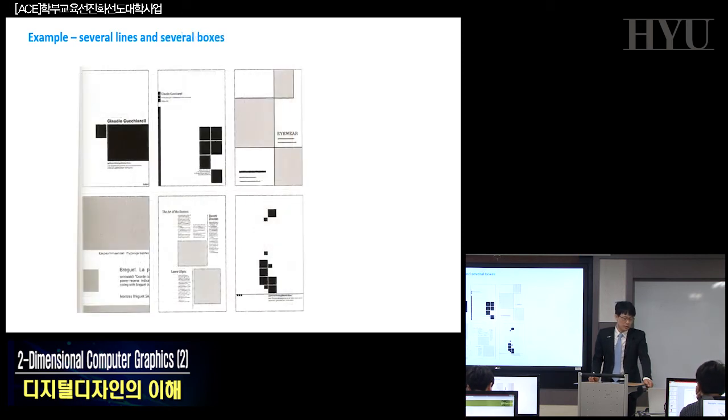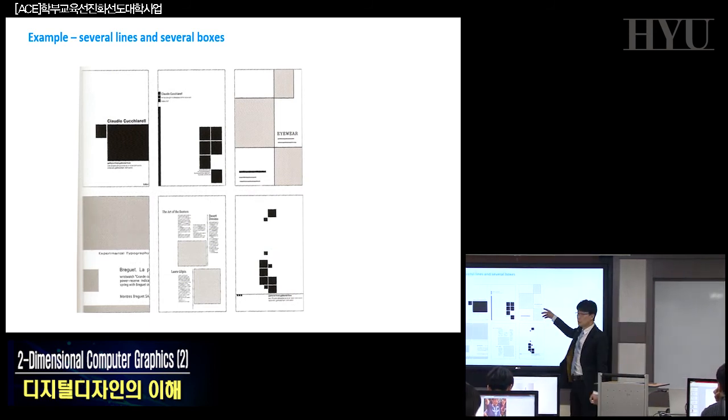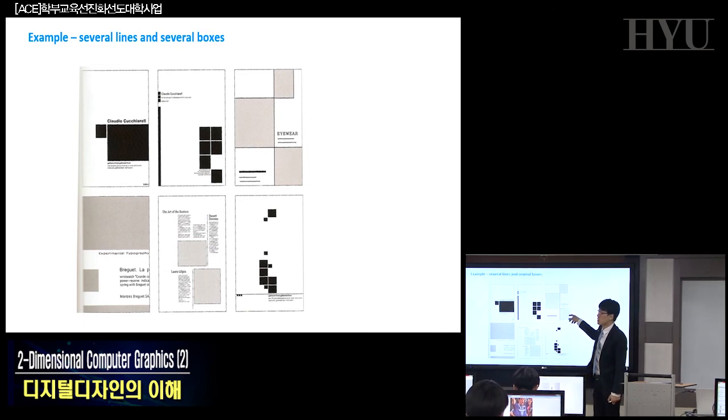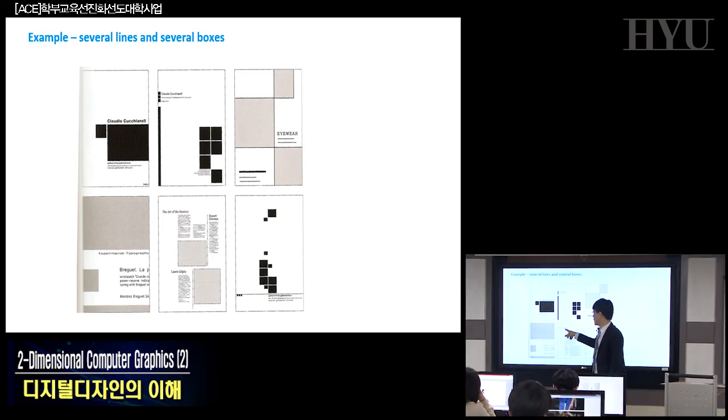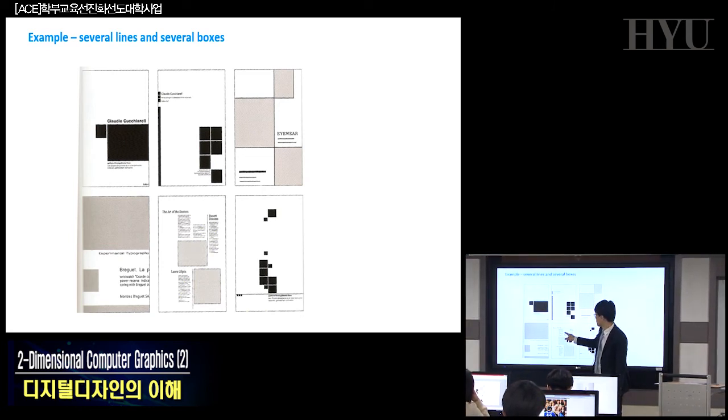Several lines, several boxes. I told you before, the boxes here could be some geometrical shape box, color fill, or some pictures, or even text lines, something like this. This one is also a column grid based box, module, and so on. Another design component, okay?